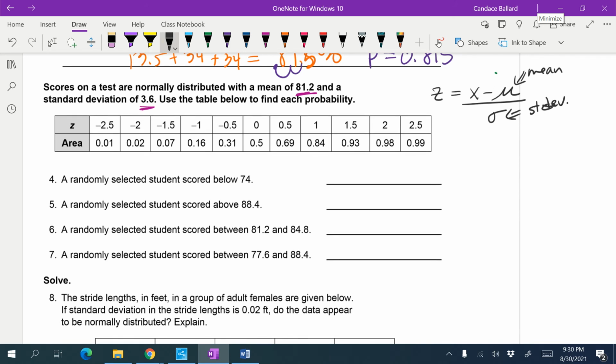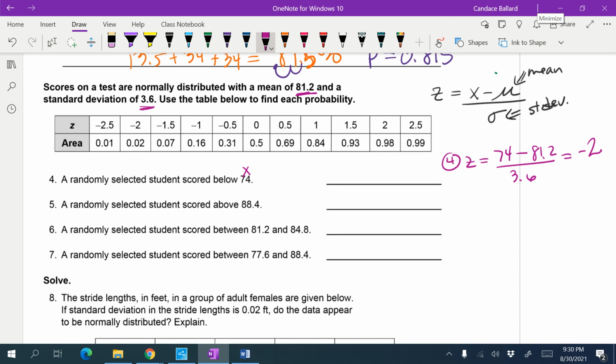All right, so the first thing we're going to do is we're going to try number 4. We're going to calculate the z-score. So this is the z-score for number 4. So I would do, this is the x, so 74 minus, and then up from the instructions, we know the mean is 81.2 and the standard deviation is 3.6. When I actually put this in my calculator, I end up with -2.